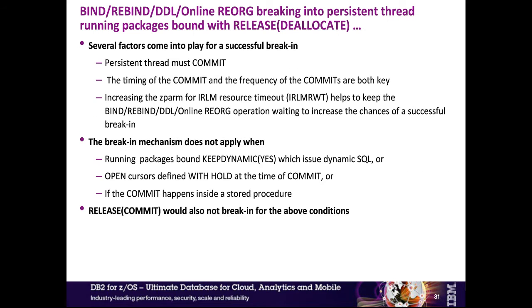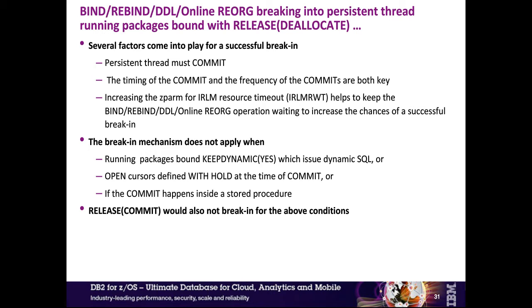There are several factors that come into play in order to get a successful break-in. First of all, the persistent threads must commit or even roll back. Also, the timing of the commit and the frequency of the commits are both key. And also, your setting for the IRLM resource timeout interval, IRLMRWT, also has a role to play. The greater the value, the greater the chance of success in breaking in. On the other hand, if the value tends to be very small, you've got a reduced chance of being able to break in.